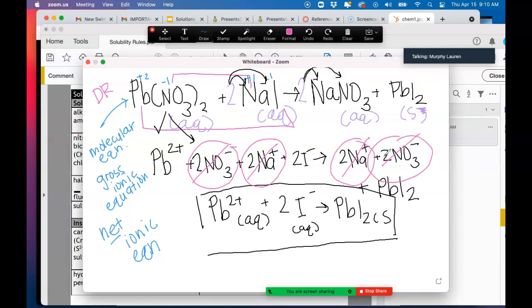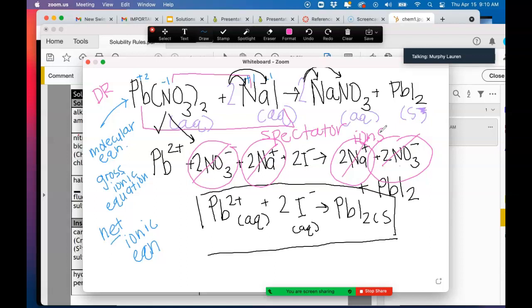The things that I crossed off have a name. They're called spectator ions. The reason they're called spectator ions is that a spectator at a sporting event is someone who is not part of the sporting event, they're just watching. And this is the same thing in a chemical reaction. These ions are in there, but they're actually not doing anything. They're just floating around minding their own business.